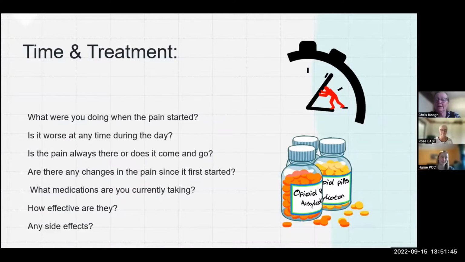And then we always want to know, what are the current medications people are taking, or what have they taken in the past that's helped, too. And do they actually work? Because, you know, not much good if you're taking stuff and it's not actually working. Are there other side effects? Have people noticed that they feel nauseous when they take their pain relief, or, as we know, constipated, or whatever? So getting some idea of what's happening for them.